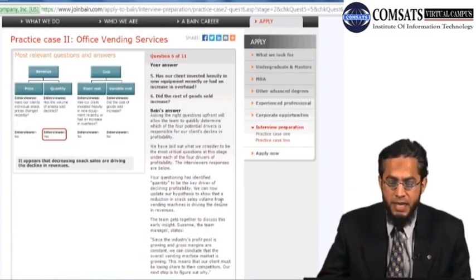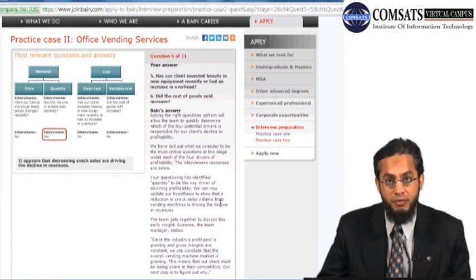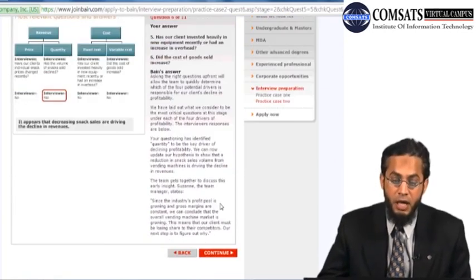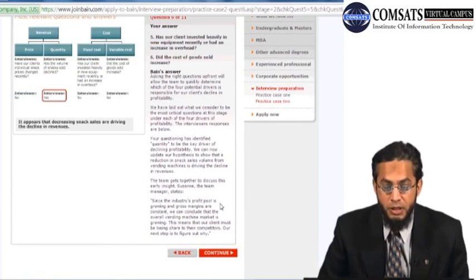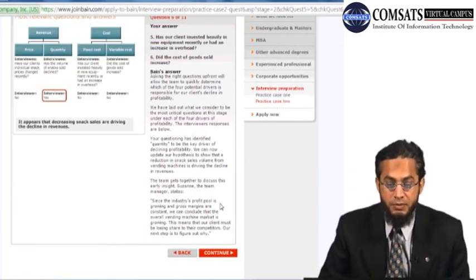Bain's answer is asking the right question up front will allow the team to quickly determine which of the four potential drivers is responsible for our client's decline in profitability. और वो क्या है? We have laid out what we consider to be the most critical questions at this stage under each of the four drivers of profitability. The interviewer's responses are below.